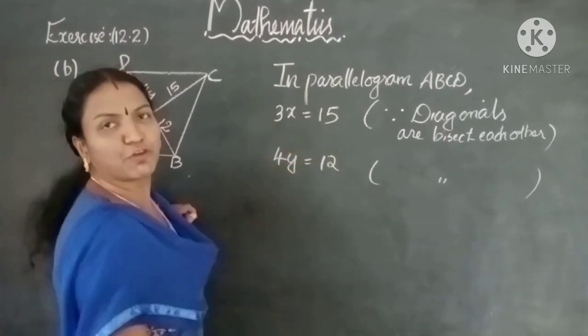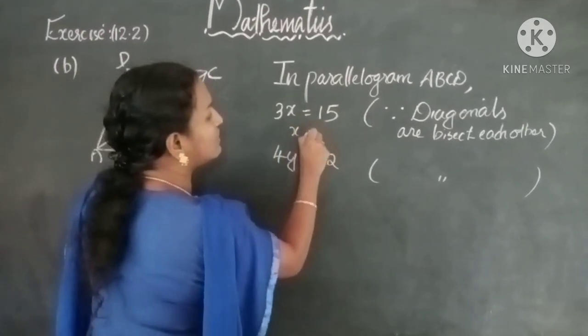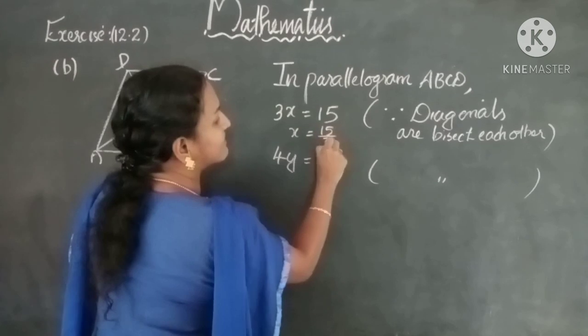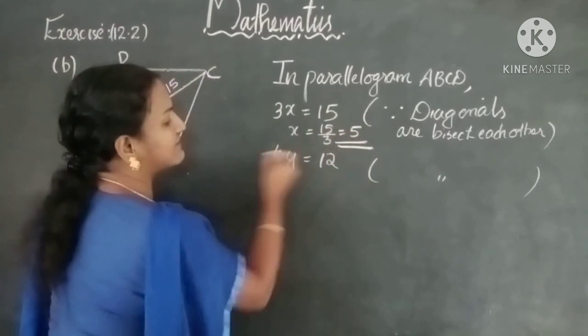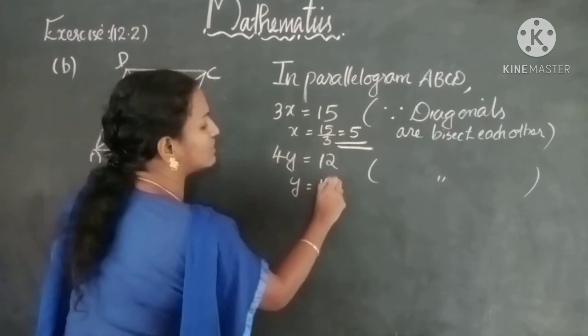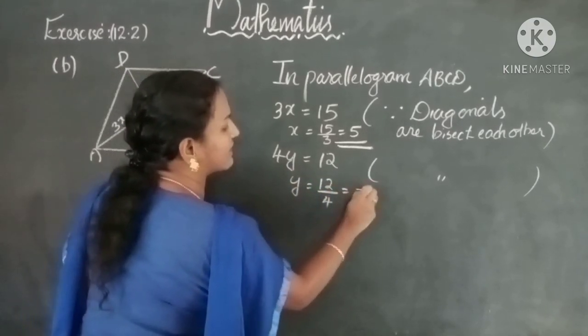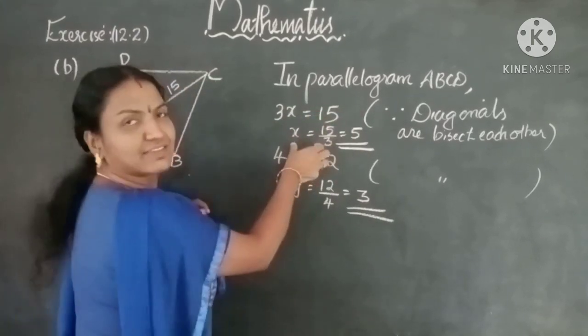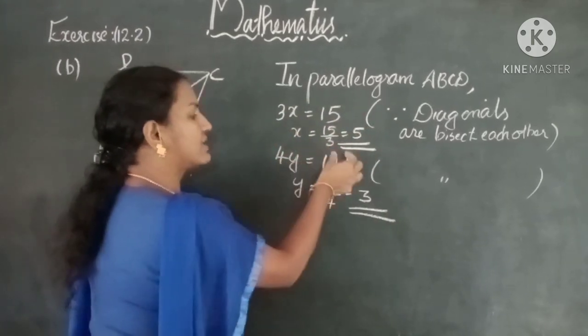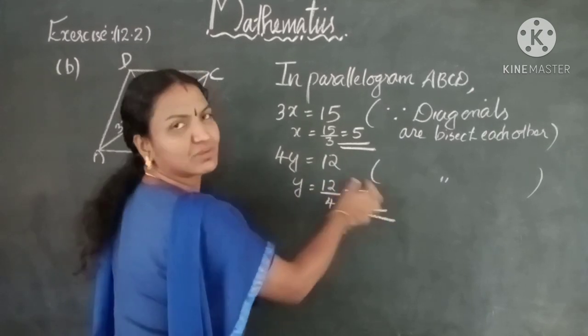So 3x is equal to 15. So x is equal to 15 divided by 3. X is equal to 5. 4y is equal to 12. So y is equal to 12 divided by 4 is equal to 3. So 3x is equal to 15, x is equal to 5, 4y is equal to 12, y is equal to 3.